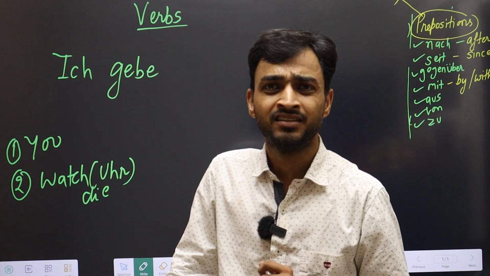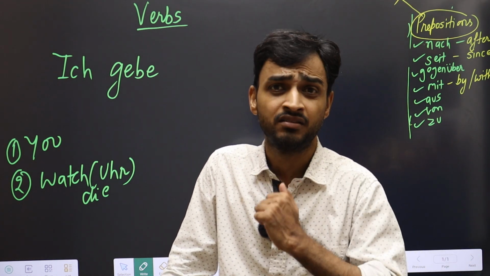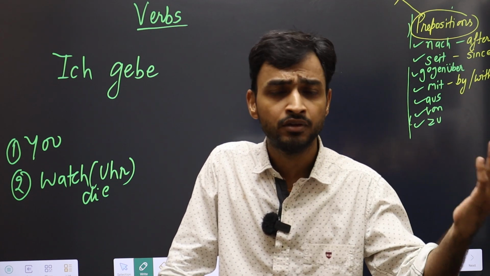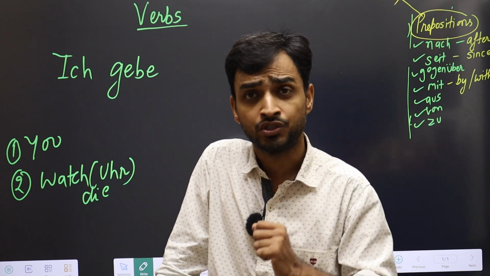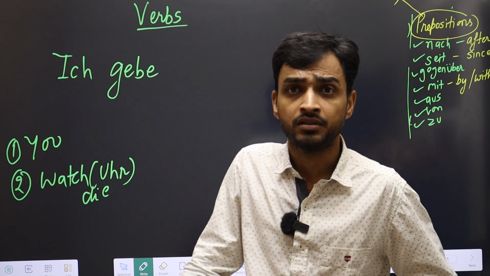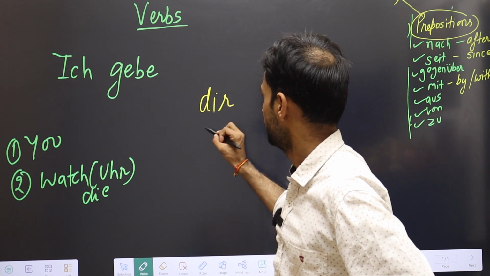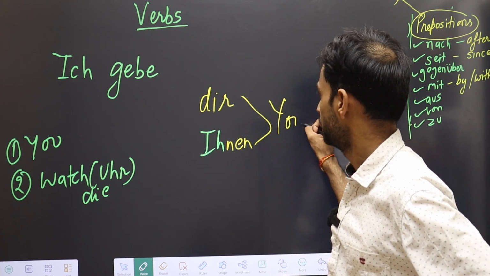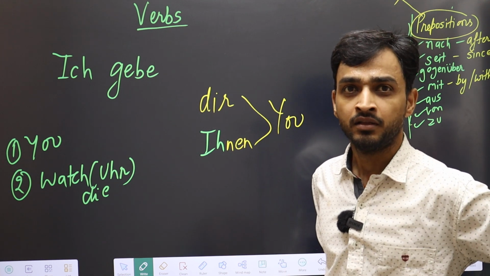So, I give you a watch. What should I write? Ich gebe dich, or ich gebe dir, or ihnen? Of course, dir and Ihnen are both dative, dir for informal and Ihnen for formal. But what should I write? Is it dich or dir? We have two words and both mean you. Which one is correct? This is the game here.